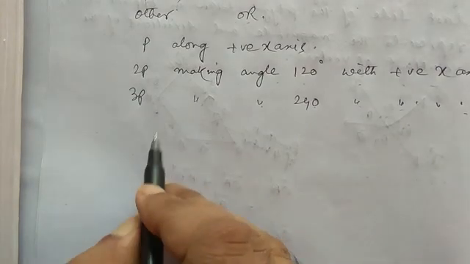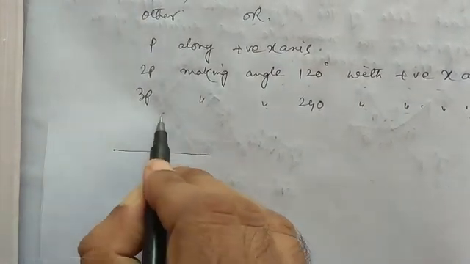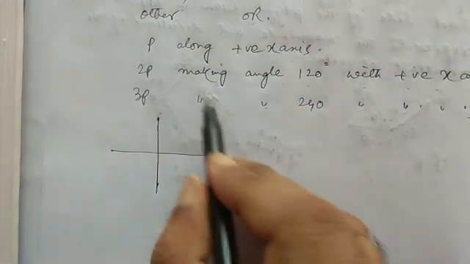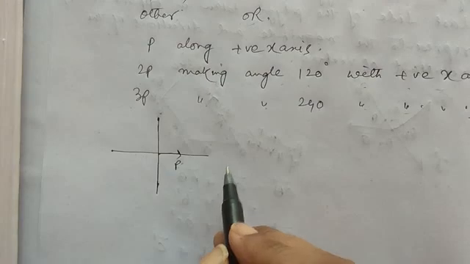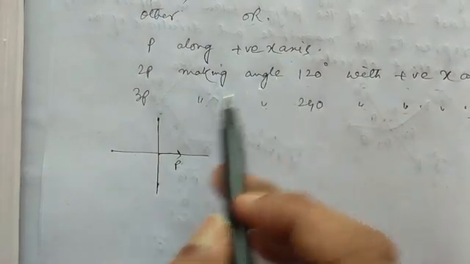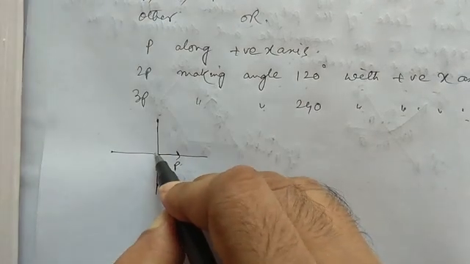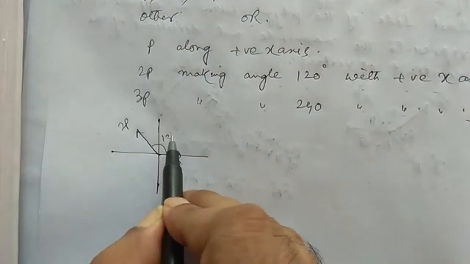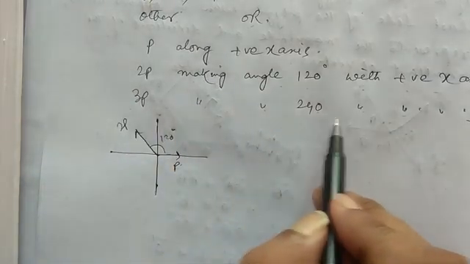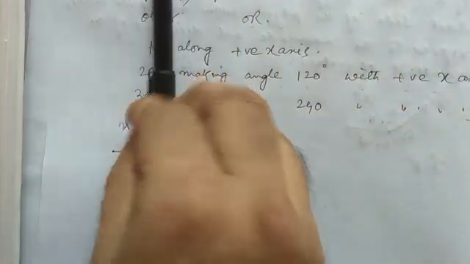Now, first we have to draw the vectors on the rectangular plane. So P along the x-axis, suppose this is P along the x-axis, that means it makes an angle of 0 degrees with the x-axis. 2P making an angle of 120 with the positive x-axis, so 120 means somewhat in this fashion. And 3P making an angle of 240 with the positive x-axis. That means this is the positive x-axis, and for 240 we have to move in this direction.